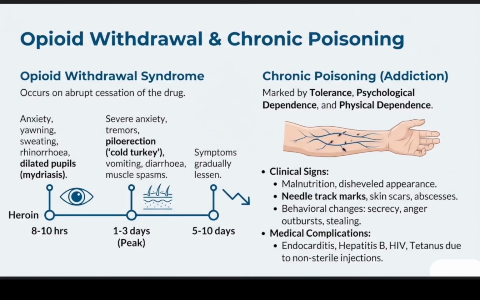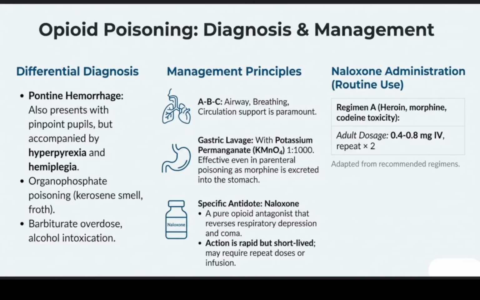Always remember we have to differentiate this condition from pontine hemorrhage, because in pontine hemorrhage also there are pinpoint pupils, but that is accompanied by hyperpyrexia and hemiplegia. Organophosphate compound poisoning, we also have to rule out, as well as barbiturate overdose and alcohol intoxication. Then again ABC, gastric lavage, that is decontamination. Always remember, in opioid poisoning we do gastric lavage with potassium permanganate.